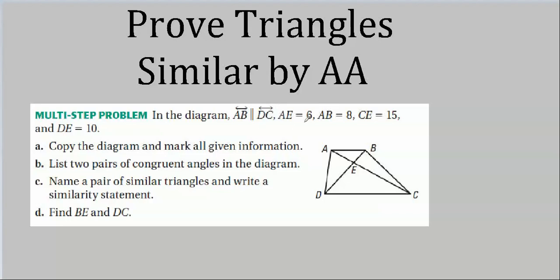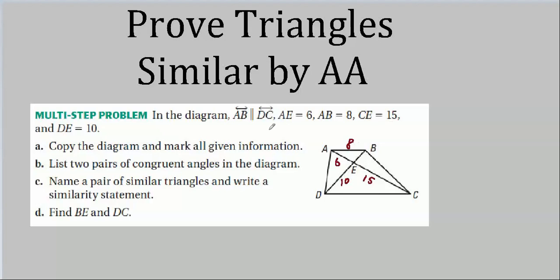Let's write everything in so it makes sense. AE is 6. Hope I've got room. Okay, there's 6. AB, that's 8. CE, where is that? Ah, right here. And DE, that's 10. Oh, well, that's not so confusing now, is it?